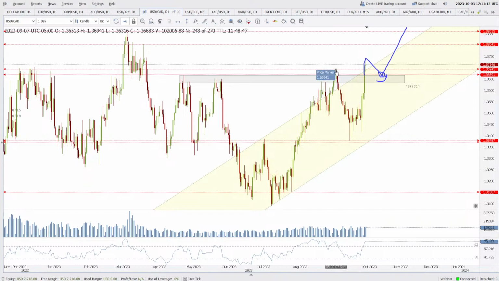Right now, for me, this area 1.3694 is a crucial support for the price, and the resistance being 1.3807 in the USD CAD.